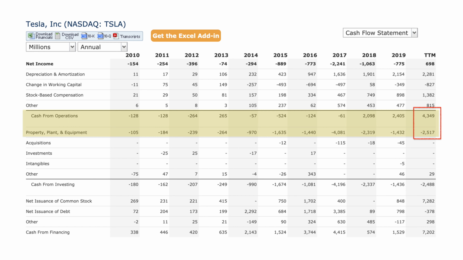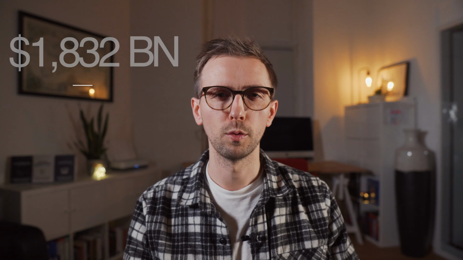So first we need to figure out how much cash the company generates today. So we will have to navigate to Tesla's cash flow statement and then subtract capital expenditures from operating cash flow. And if we use the TTM numbers, so that's trailing 12 months provided by Morningstar, and do this, we get Tesla's free cash flow. Based on my calculations, I get a free cash flow metric of around $1,832 billion.